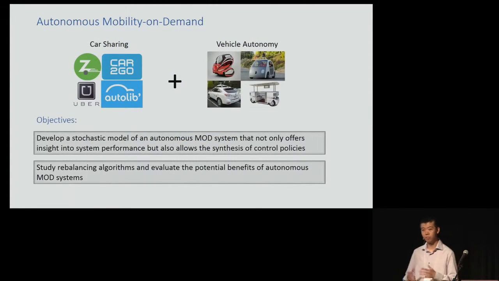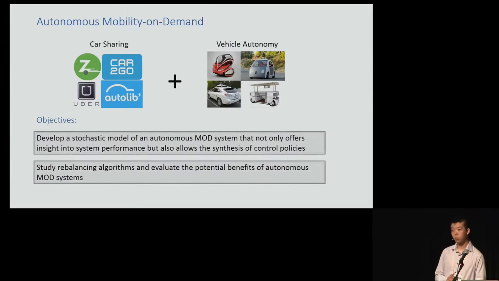Now, I'm sure I don't have to convince many of you that autonomous cars are the future. Google is doing a fantastic job of that. But when we finally have these vehicles, arguably the most promising approach is to have a shared fleet of self-driving cars that provide point-to-point service with the same convenience as private automobiles. Now, this idea essentially combines car sharing with vehicle autonomy to provide what we call autonomous mobility on demand.